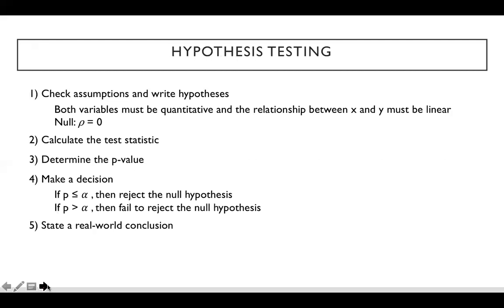That just states that there is no relationship between the 2 variables. Then you're going to calculate your test statistic. From there, you'll determine your p-value. Based on that p-value, you'll decide whether to reject or fail to reject the null hypothesis, and then state a real-world conclusion.